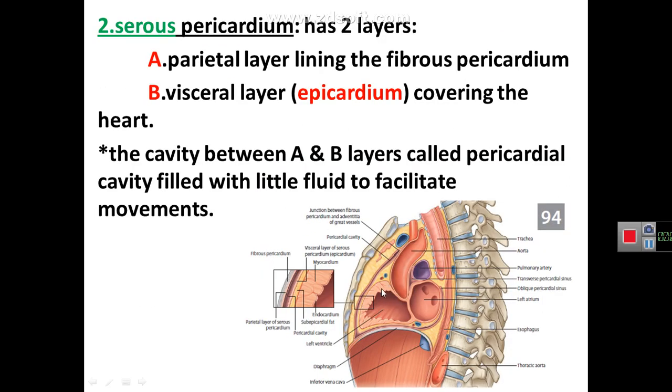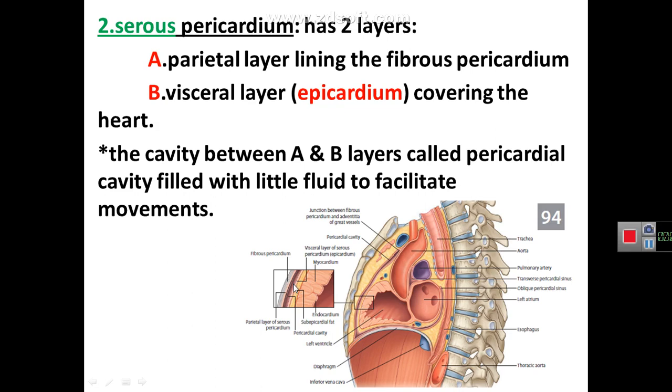To the inside of the fibrous pericardium, just look at this magnified drawing. This is the fibrous pericardium. To the inside of it is a membrane, which is serous membrane, just like the pleura, which is called serous pericardium. And similar also to the pleura, this serous layer of pericardium is described to be formed of two layers: parietal layer lining the fibrous pericardium, and a visceral layer which is covering the heart, and firmly adherent to the heart.